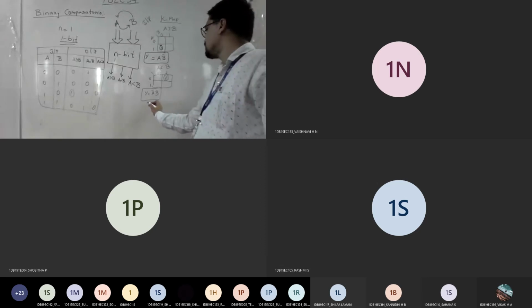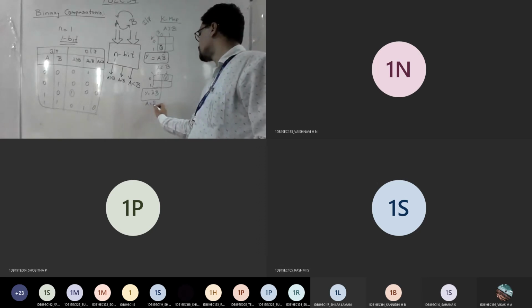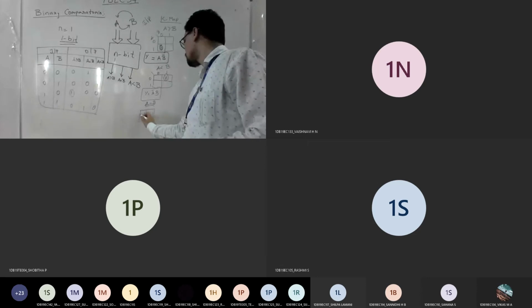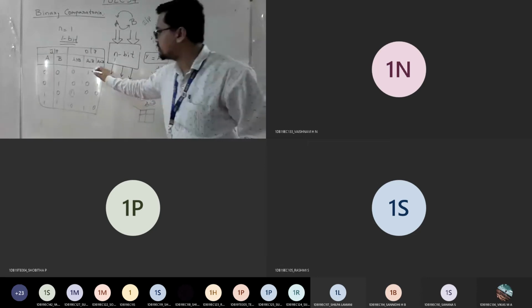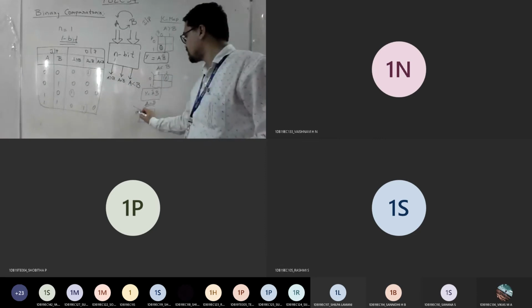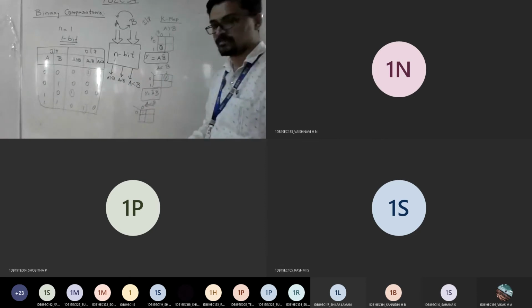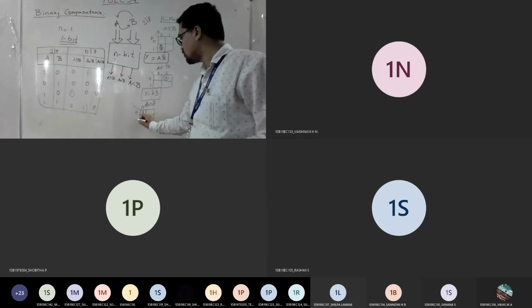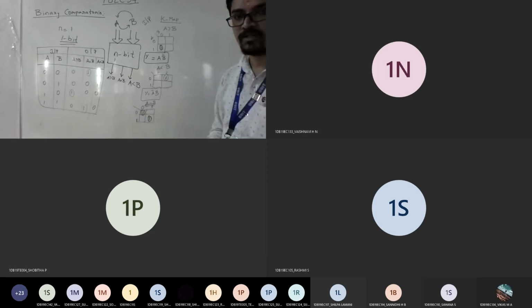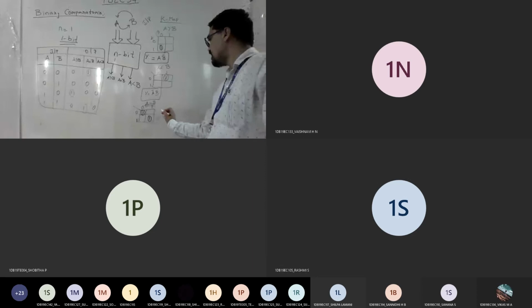And the last one, A equals B combination. I think you have 2 ones there. You can see here and here. Both 0, 0, so 1 is here. Similarly, if both 1, 1, 1 is here. So you'll get 2 ones. What is the expression for this? I can write A bar B bar plus AB.